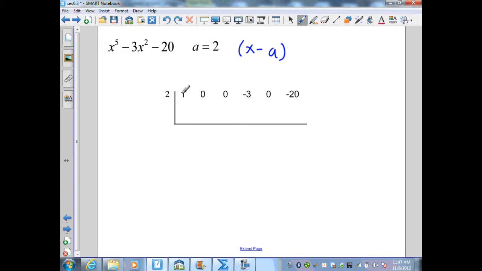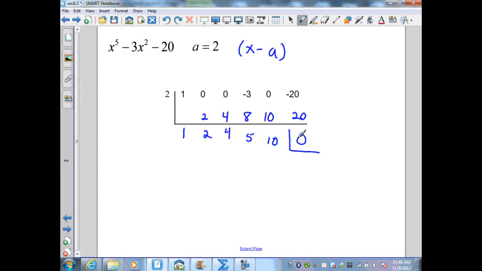Now I bring down my first coefficient of 1. 2 times 1 is 2. I add, I get 2. 2 times 2 is 4. I add, I get 4. 2 times 4 is 8. I add, I get 5. 2 times 5 is 10. When I add, I get 10. And 2 times 10 is 20. And when I add, I have a remainder of 0.